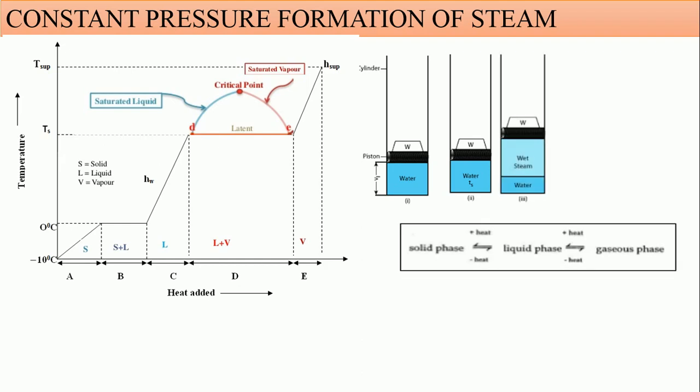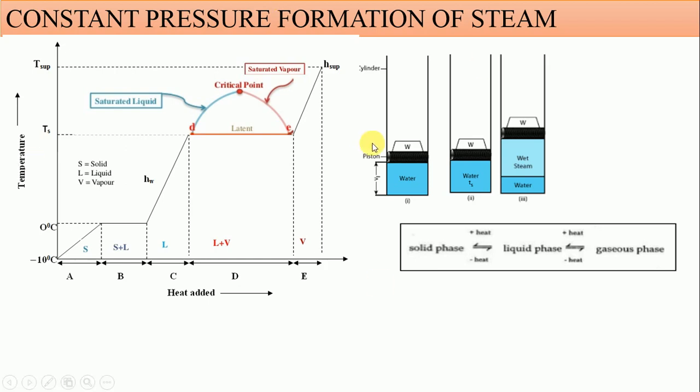On further heating, the temperature reaches the boiling point. The boiling point of water at atmospheric pressure is 100 degrees Celsius, but it increases with increase in pressure. As the pressure increases, the boiling point also increases. When the boiling point is reached, the temperature remains constant, and the water evaporates, thus pushing the piston against the constant pressure. So the specific volume of the steam increases.